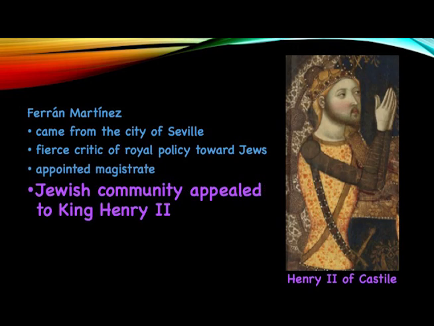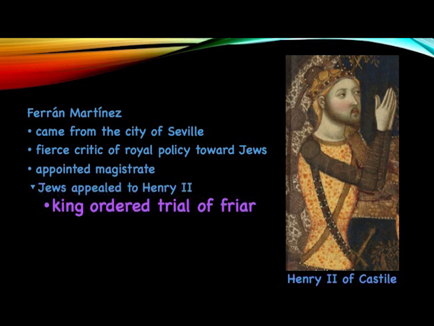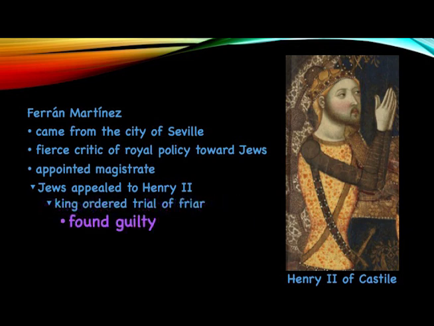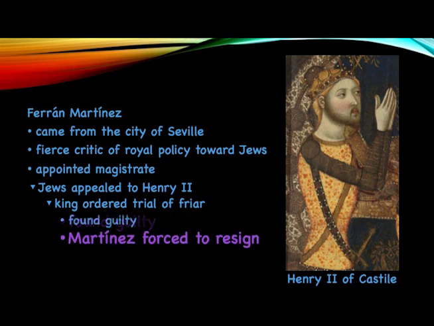His persecution of Jews became so onerous that the city's Jewish community appealed to King Henry II of Castile to intervene. He ordered that Martínez stand trial because, like other European monarchs who granted privileges to Jews, Henry II believed the Jews of Seville were his Jews. The royal court found Martínez guilty of disobeying the king.